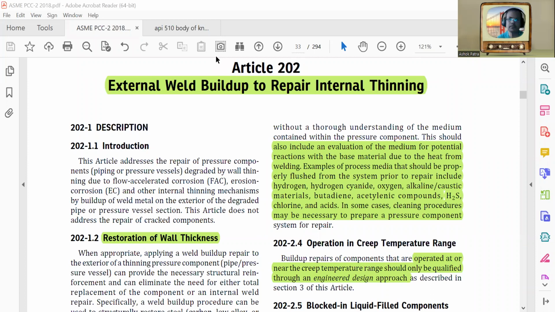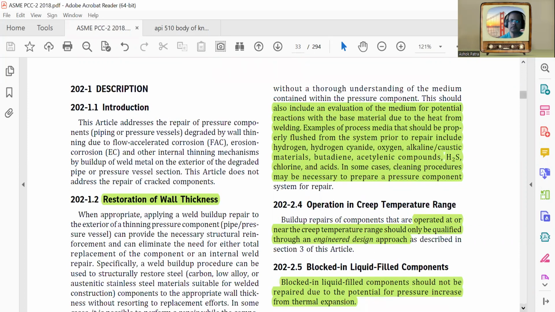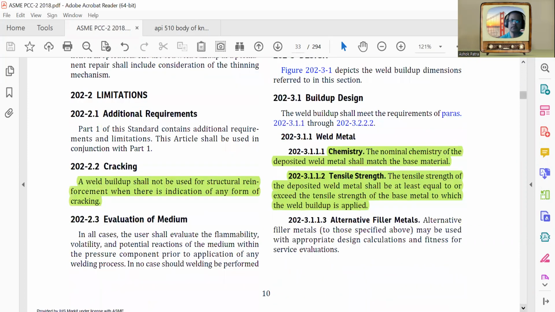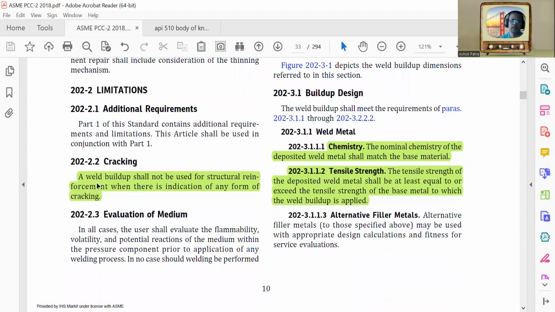ASME PCC-2, Article 202, External Weld Buildup to Repair Internal Thinning. Restoration of wall thickness. A weld buildup shall not be used for structural reinforcement when there are indications of any form of cracking.